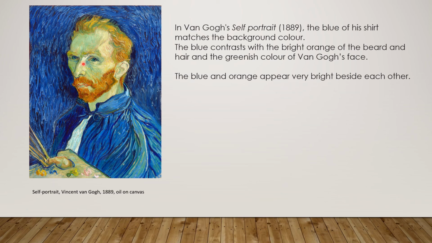Here is an example of an artist using complementary colours. In Van Gogh's self-portrait, he has used a very vivid blue for his shirt and in the background, and this contrasts with the orange of his hair and his beard. The blue and the orange appear very bright and very intense beside each other.